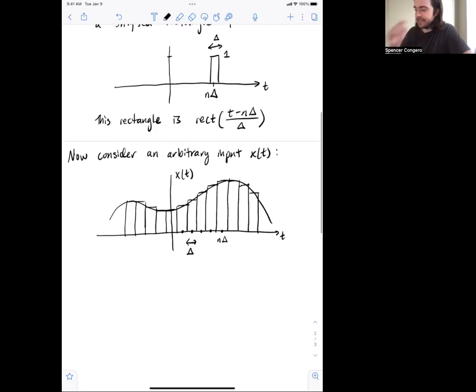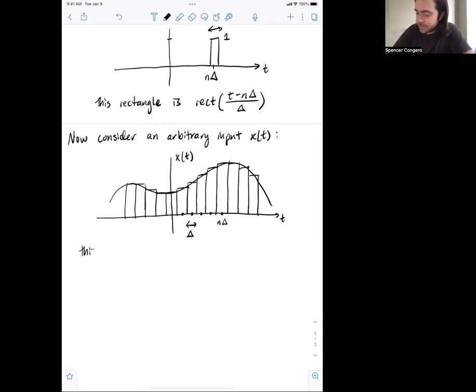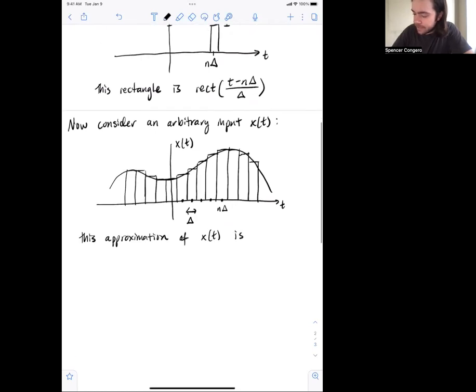We're going to approximate our signal x of t using these rect functions. So what does this approximation look like? x of t is approximately equal to this sum of what? What we're really doing is approximating x of t by this sequence of rects. At any point in time, this function is going to be a rect function, exactly the one we wrote above: t shifted by n delta and scaled by delta.